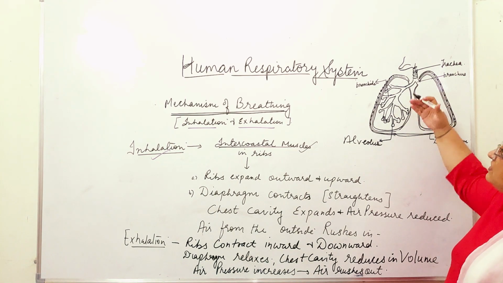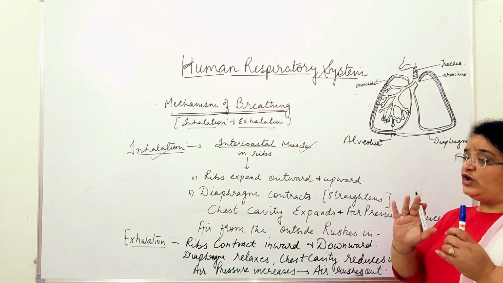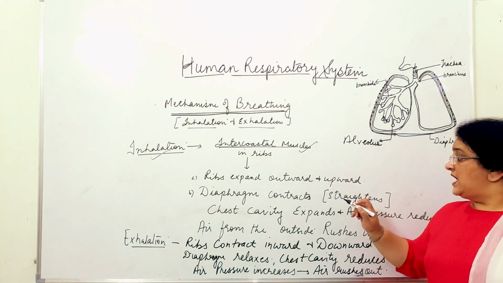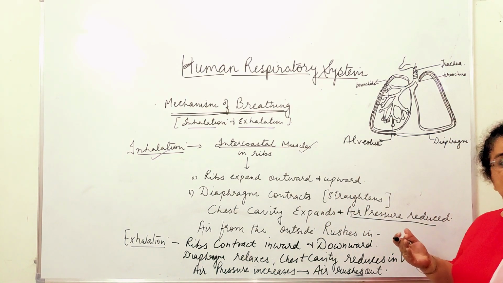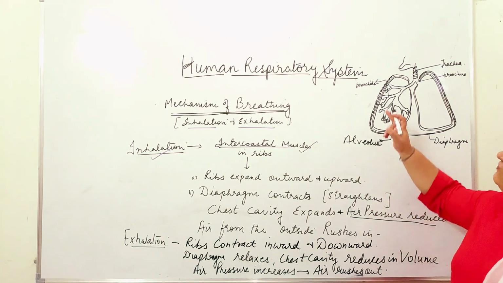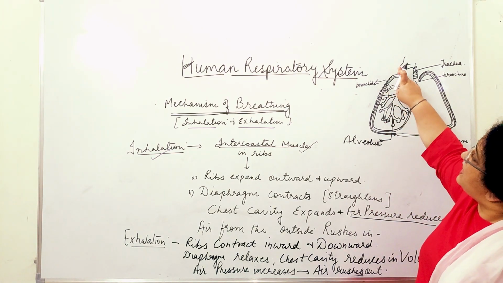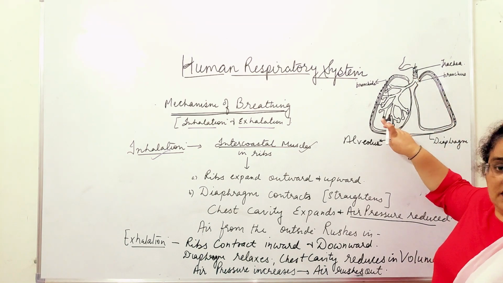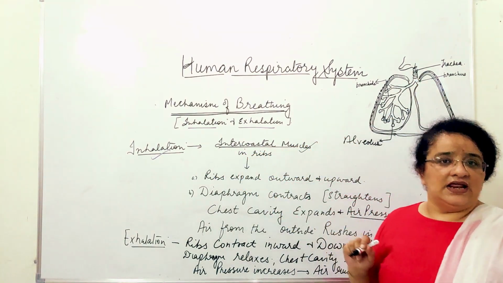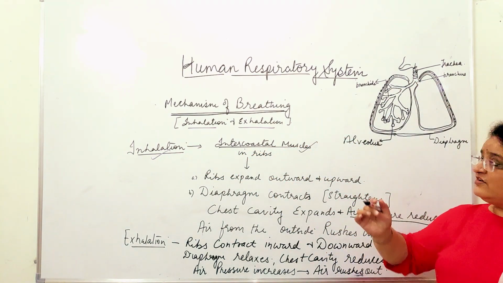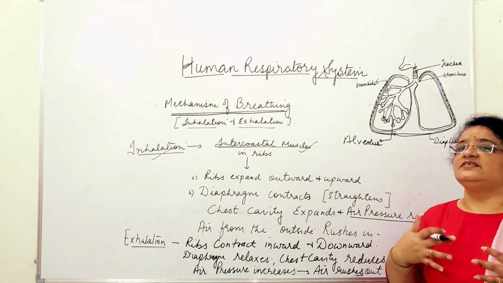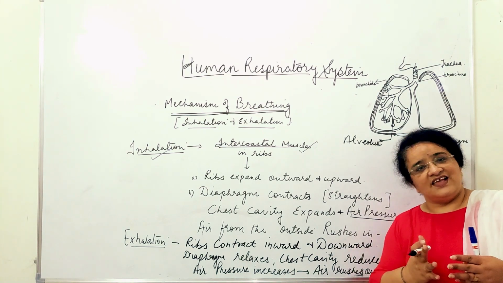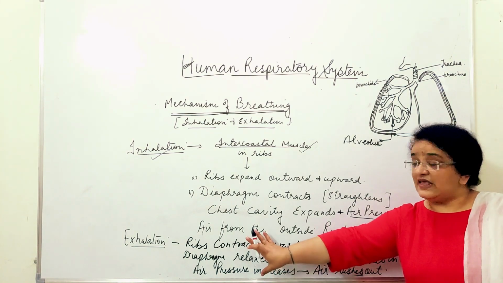So there is an increase in the chest cavity, so the volume of the lungs increases. Then air pressure is also reduced. When there is a reduction in air pressure, air from the outside, from the environment, rushes inside the lungs. And this is inhalation. Now after inhalation, when the air reaches the alveoli, and just now I have told you how the gaseous exchange takes place, once this gaseous exchange takes place, now there is exhalation.